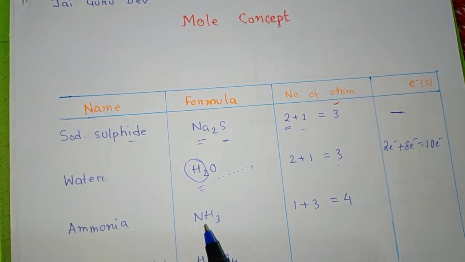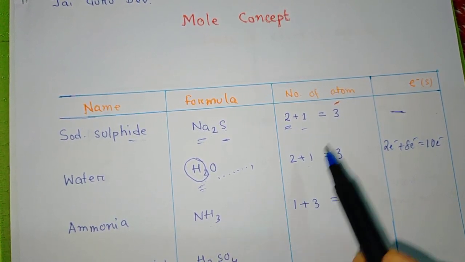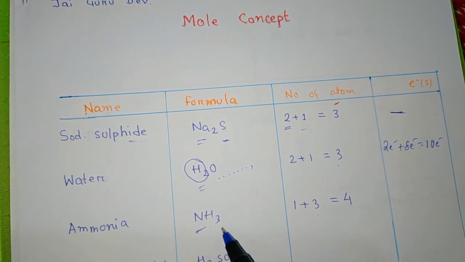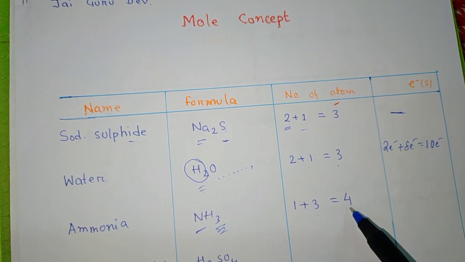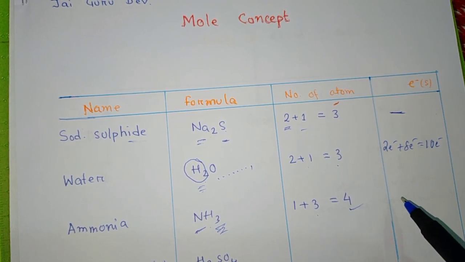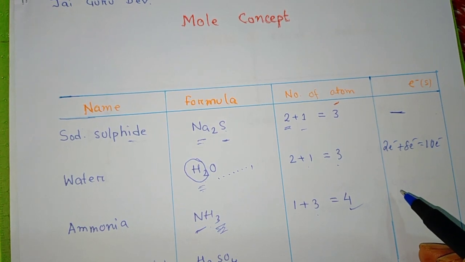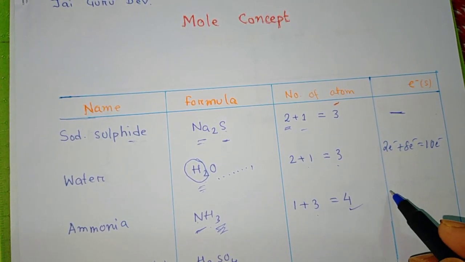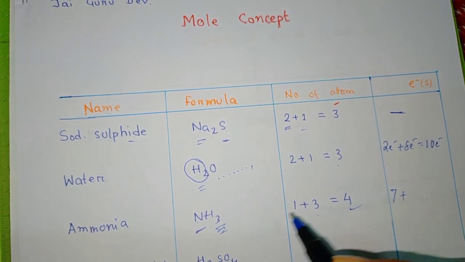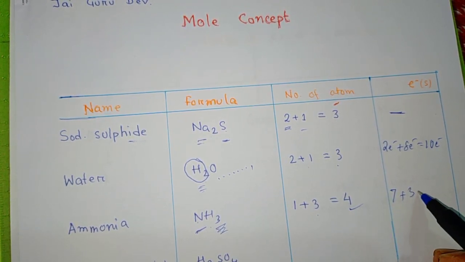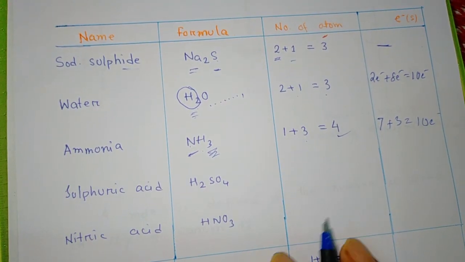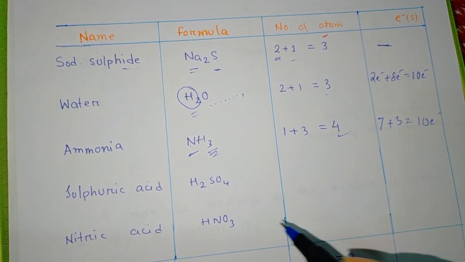Now ammonia having formula NH3, number of atoms 1 plus 3, 1 atom of nitrogen, 3 atoms of hydrogen, total 4 atoms. So in that case, if you want to calculate the number of electrons, nitrogen having 7 electrons, hydrogen 3 electrons, so here also 10 electrons. So like that for all elements you can count the number of electrons.